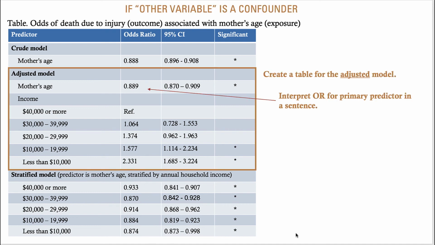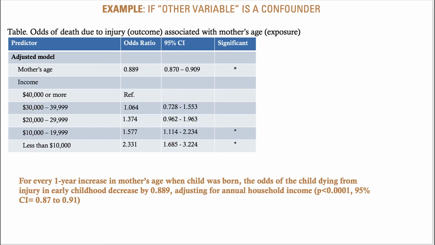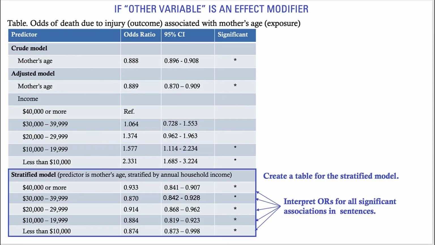So if the other variable is a confounder, what you'll report is the adjusted model. So you'll just report what's in this rectangle here. And then you'll interpret the odds ratio for that primary predictor in a sentence. For example, here's just that adjusted model, and here's an interpretation of that odds ratio. If you found that the other variable is an effect modifier, you'll just report the stratum-specific association, so just what's within this rectangle. And you'll interpret the ORs for all the significant stratum-specific associations.